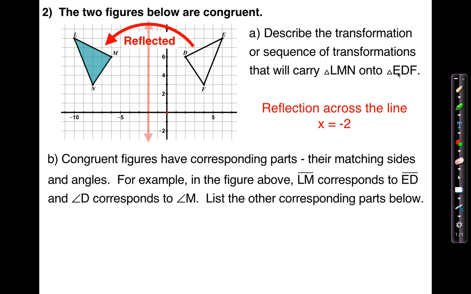Next question, part B. Congruent figures have corresponding parts. They're matching sides and angles. For example, in the figure above, segment LM corresponds to segment ED, and angle D corresponds to angle M. List the other corresponding parts below.